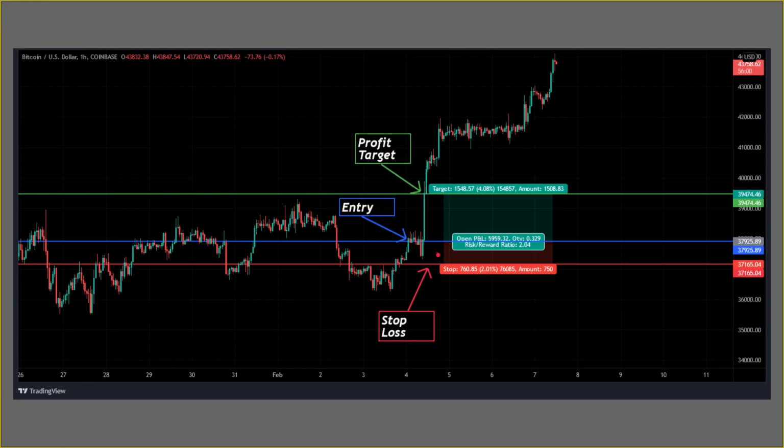So we're going to set our stop loss around here. So this will give us a 2% stop, a 2% risk for a 4% reward. So this gives us a 2R, where for every point or every percentage of risk we take on, we stand to gain 2.